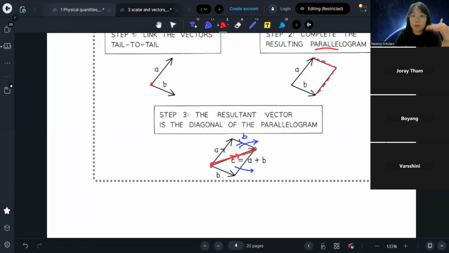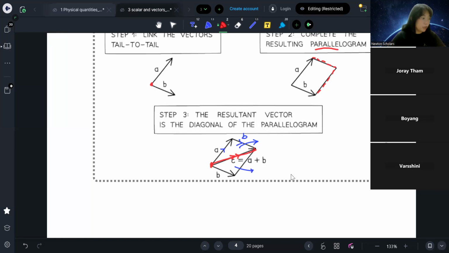Or you can keep the A and keep the B, then move the A to the other side. You also get the same answer. So for the triangle method, there are actually two ways for us to draw the diagram. It doesn't matter which one, they will give the same answer. Okay? So if you split this triangle out, it's the triangle method.